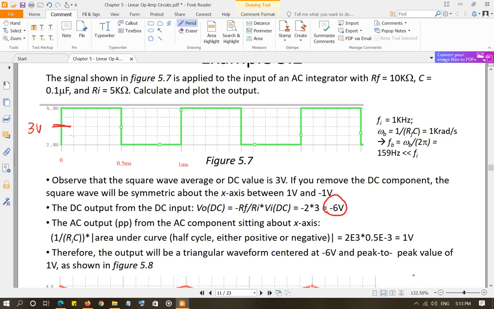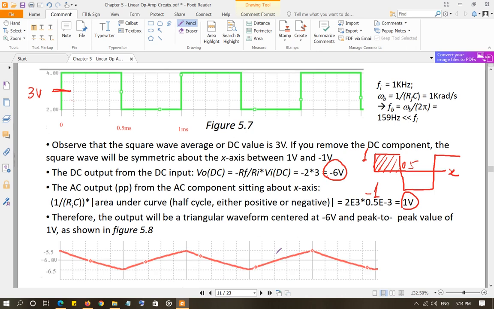And now we're going to calculate the peak to peak value of the AC component. So first we're going to move this square wave about the x-axis. Then the peak value is going to be 1, and then it's going to be negative 1. And then you're going to calculate the area under curve, 1 times 0.5. It's going to be 0.5 milli. So 0.5 milli times the gain of the true integrator. You're going to get 1 volt peak to peak. Total 1 volt peak to peak.